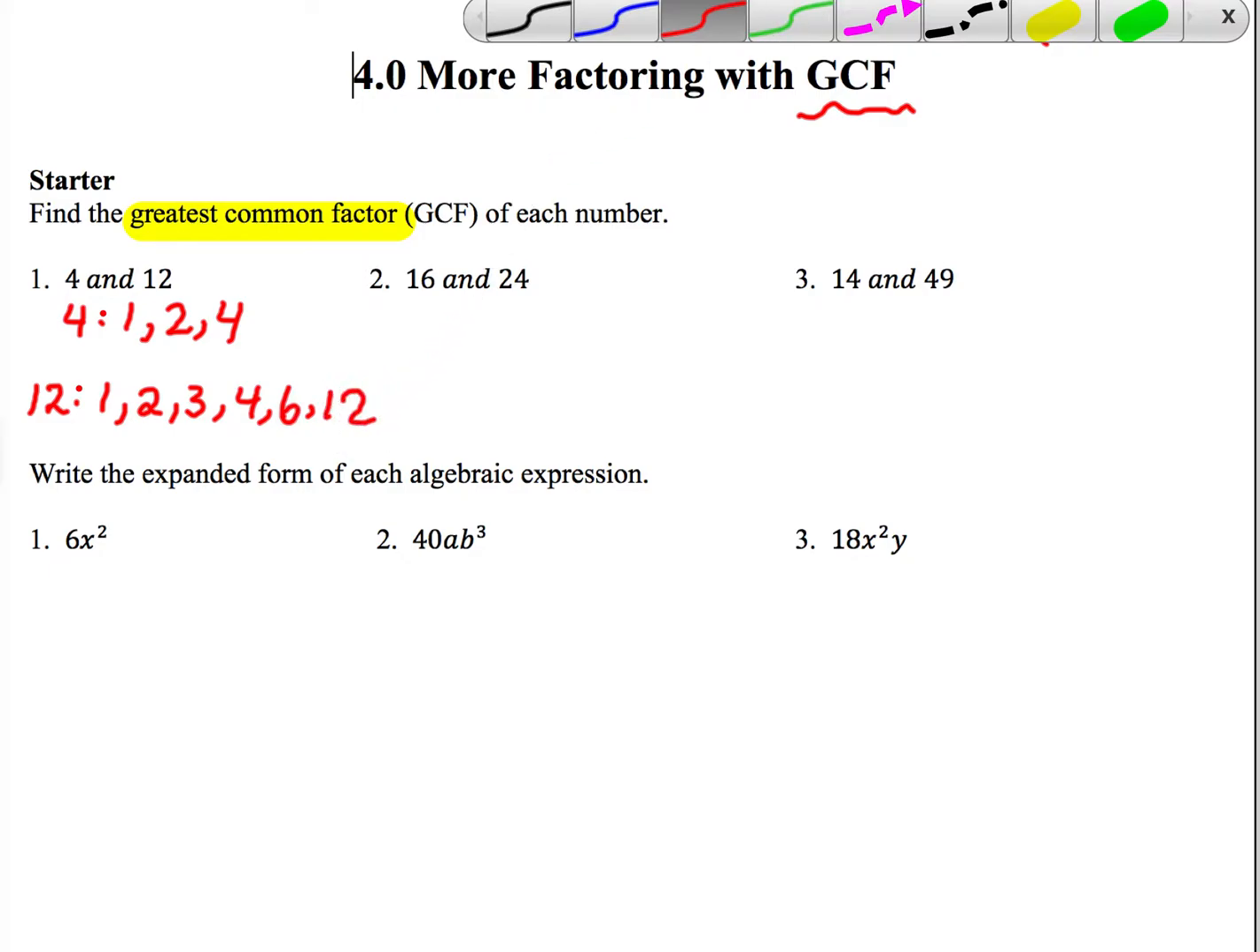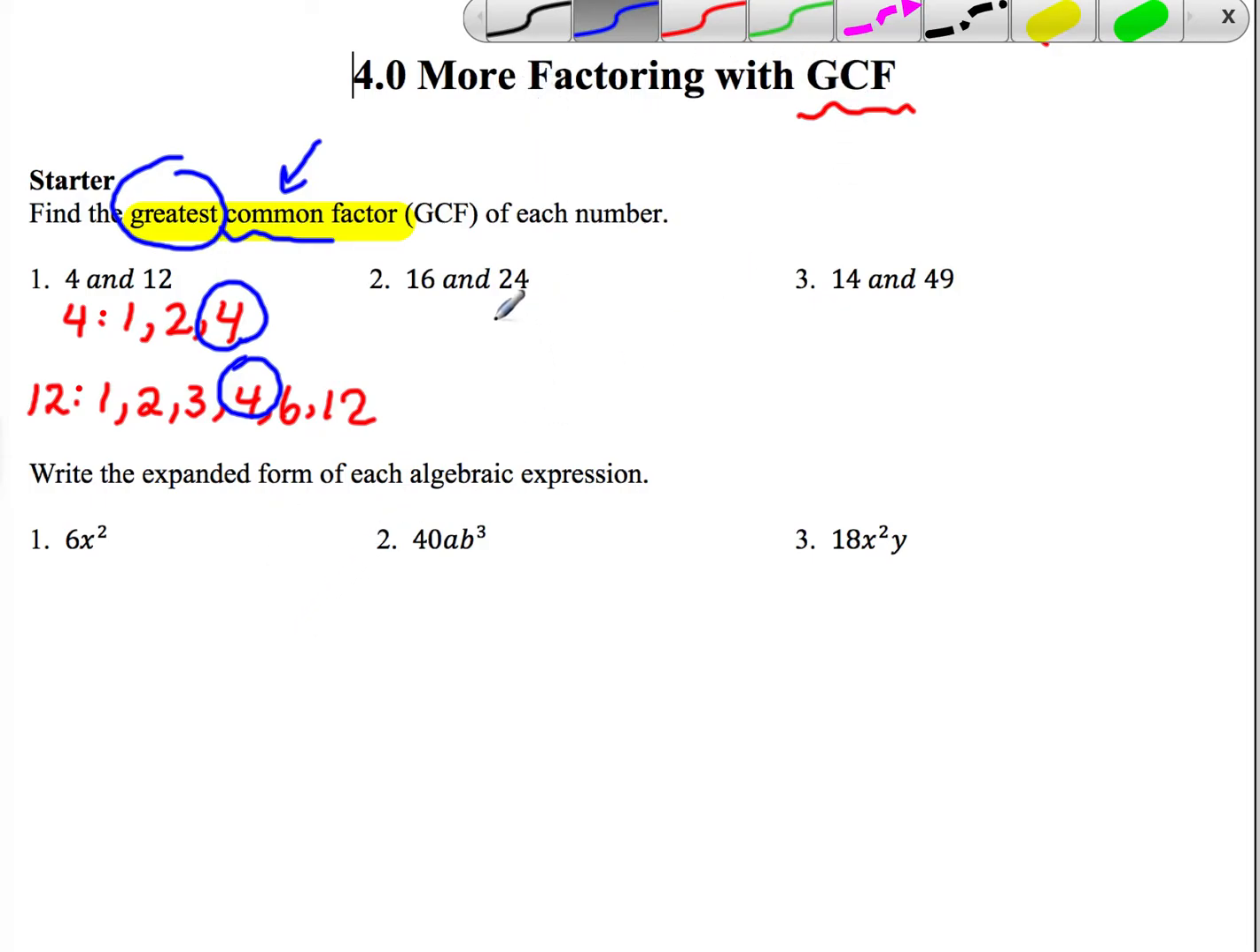Now, if we're looking for the greatest common factor, we need to find the greatest factor that's in common. So that means it's the biggest number that's in both lists. Boom. Greatest common factor, 4.